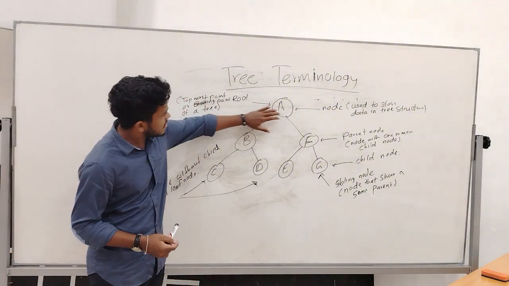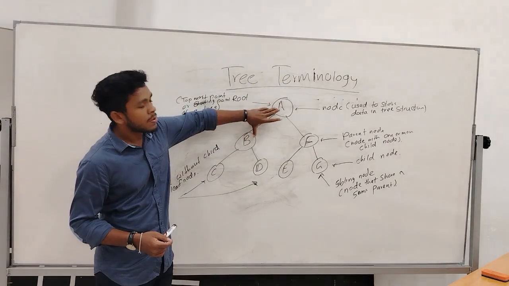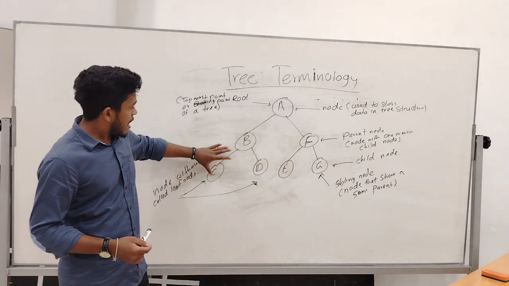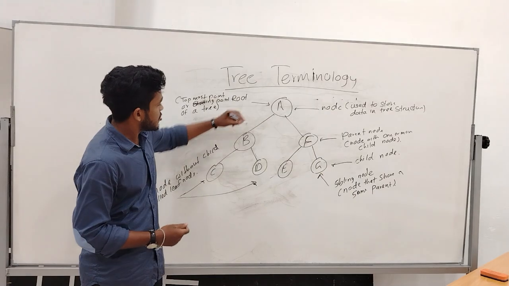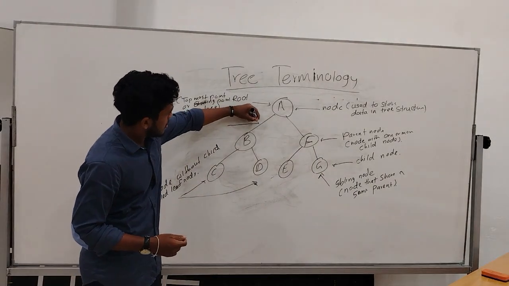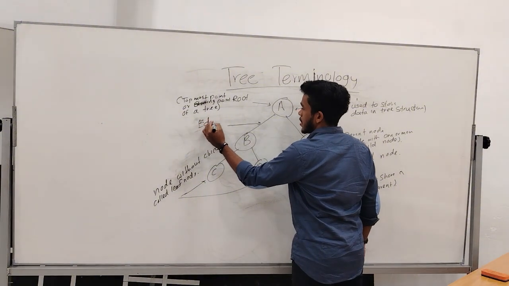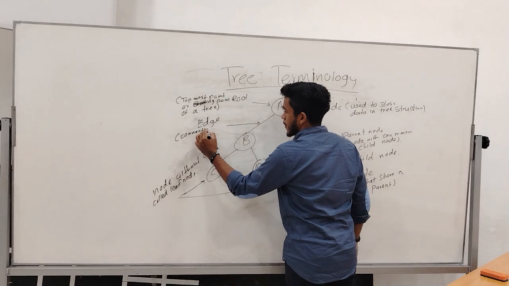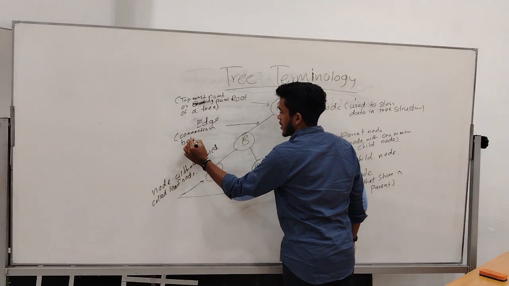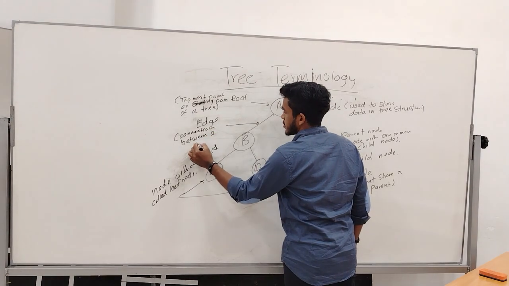And the connection between nodes is called an edge. This is the edge. An edge is the connection between two nodes.